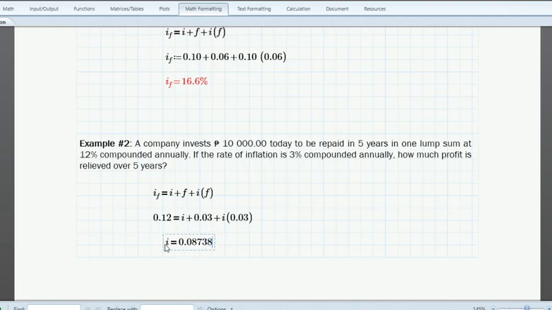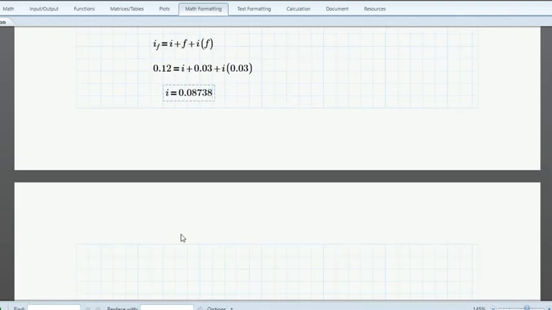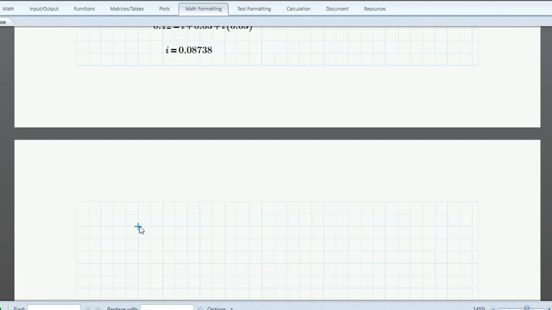Ito, pwedeng hindi muna natin siya express into percent kasi hindi naman siya talaga yung tinatanong sa problem. Hinanap lang natin siya kasi gagamitin natin siya sa solution natin. So, now, we already have the value for the interest rate. Ano nang gagawin natin ngayon? We can now solve for the future value of our investment.